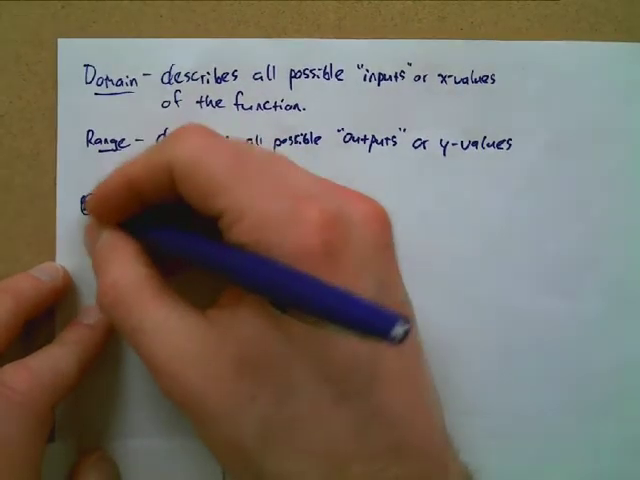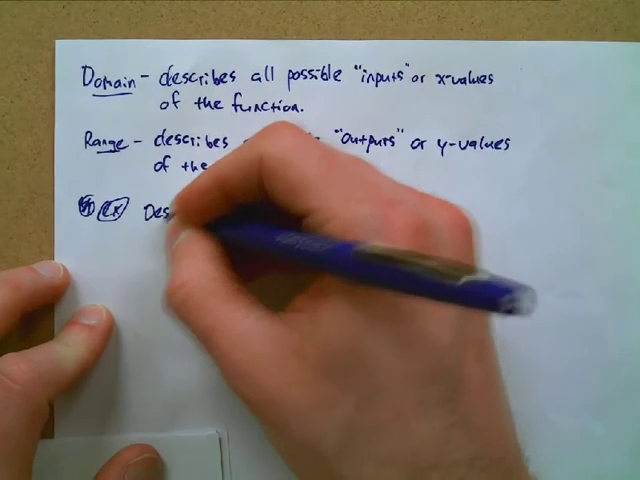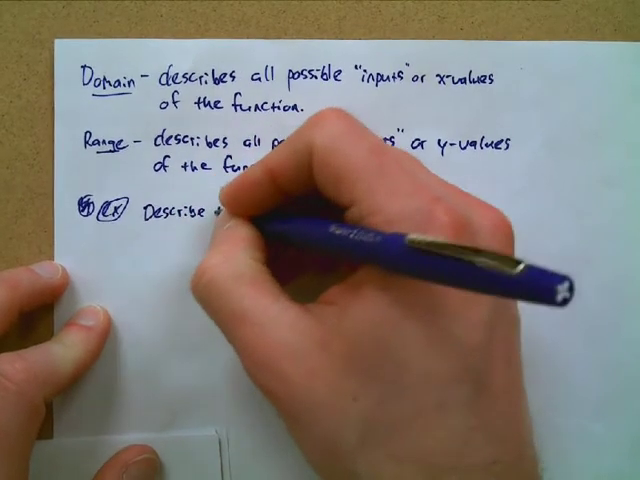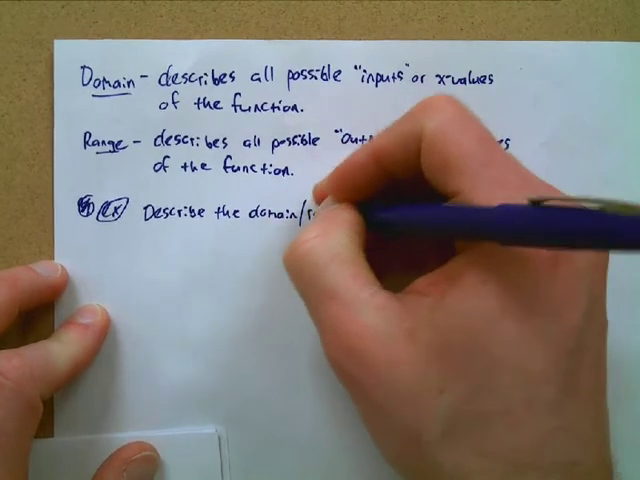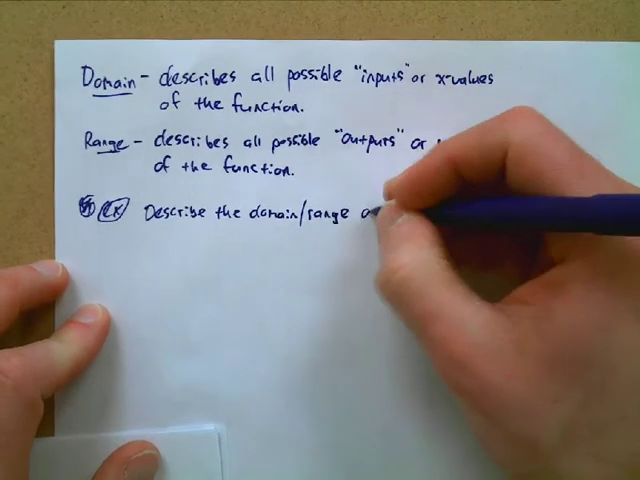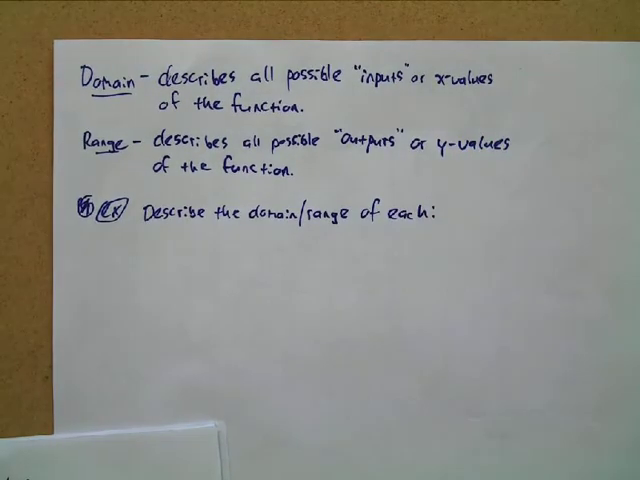We'll just do an example or two here, and our directions are going to be: describe the domain and range of each. We'll graph a couple of graphs here, and we'll just sketch the graphs. Nothing too crazy here.